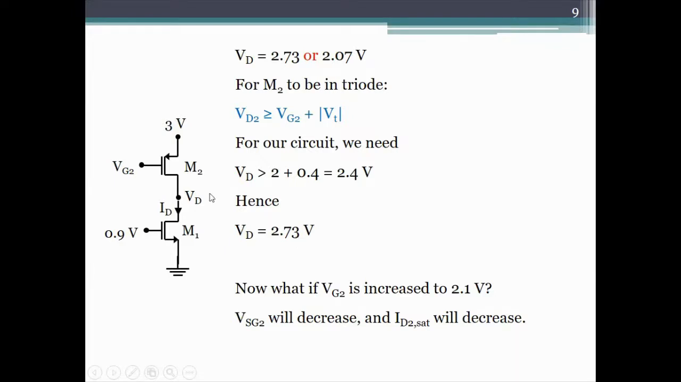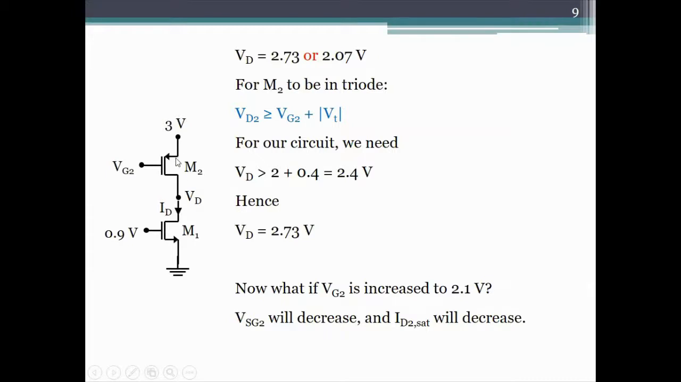We've solved it with VG2 equal to 2 volts. Now let us increase VG2 to 2.1 volts and ask ourselves what will happen. Qualitatively, first of all, as VG2 is increased, the source-gate voltage of the PMOS decreases.